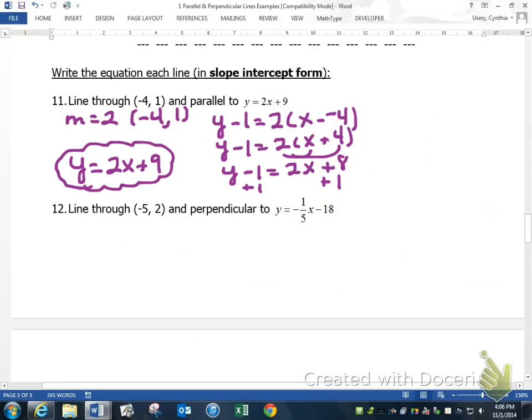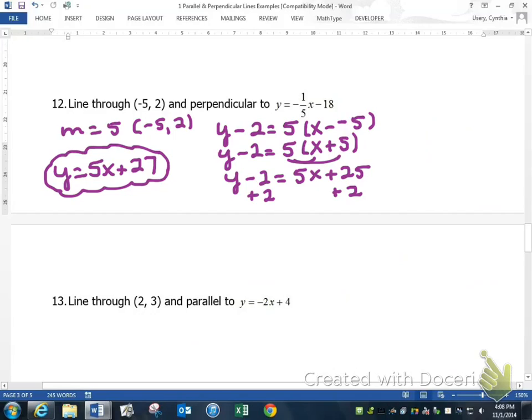Notice that number 12 says it's the line through negative 5, 2 and perpendicular to y equals 1/5 x minus 18. It's not parallel, it's perpendicular. So try this one and see what you get. Let's pause. Okay, I got y equals 5x plus 27. If we need to, let's pause this and look through the work and see how you got it different. And let's go to number 13 and try this one.